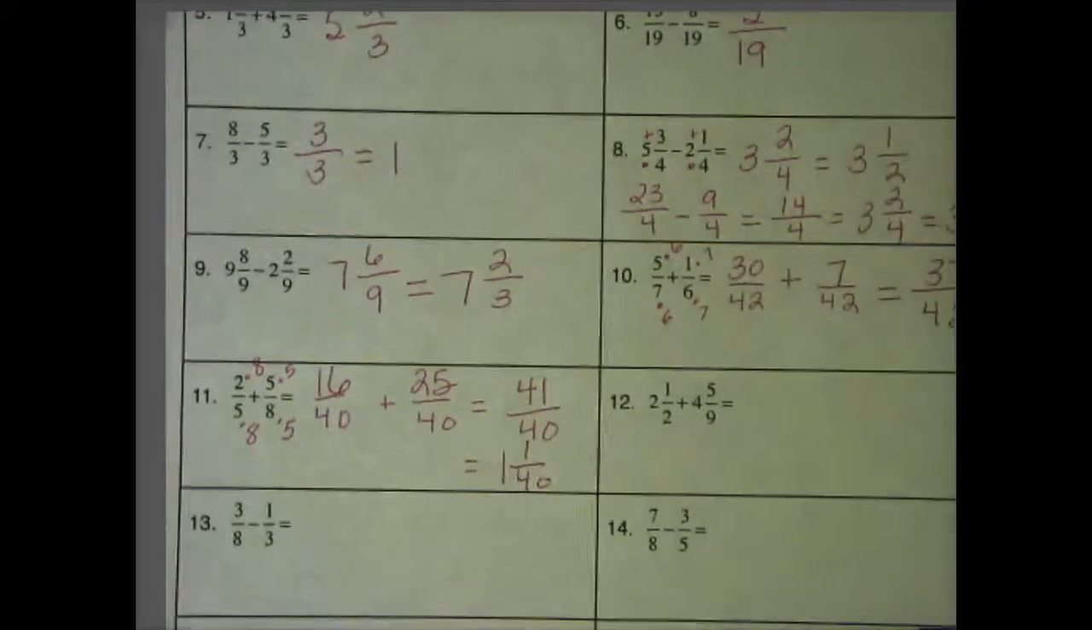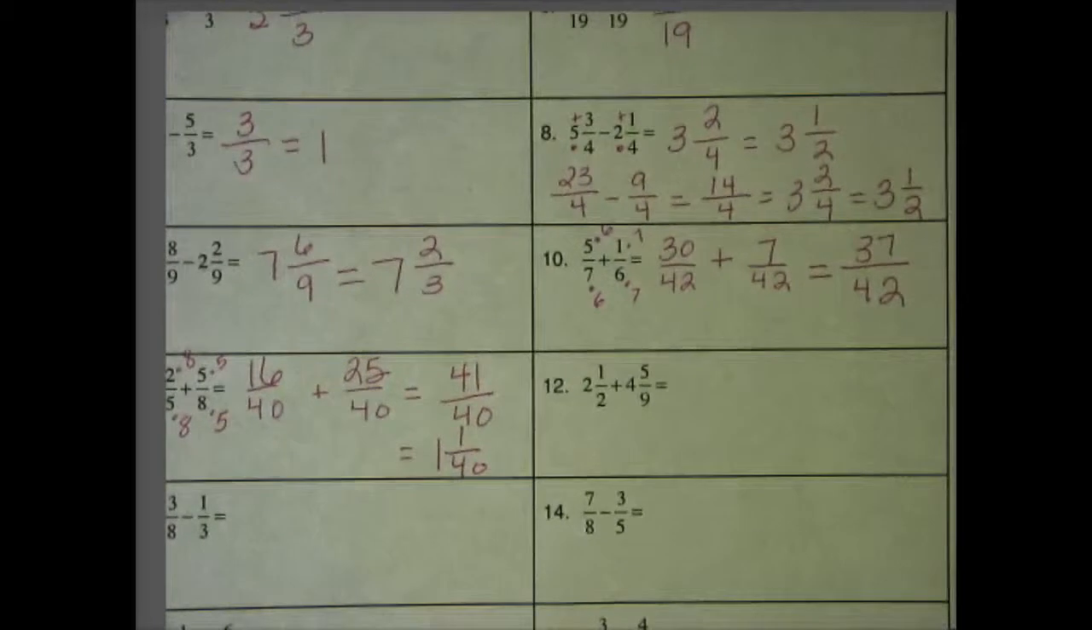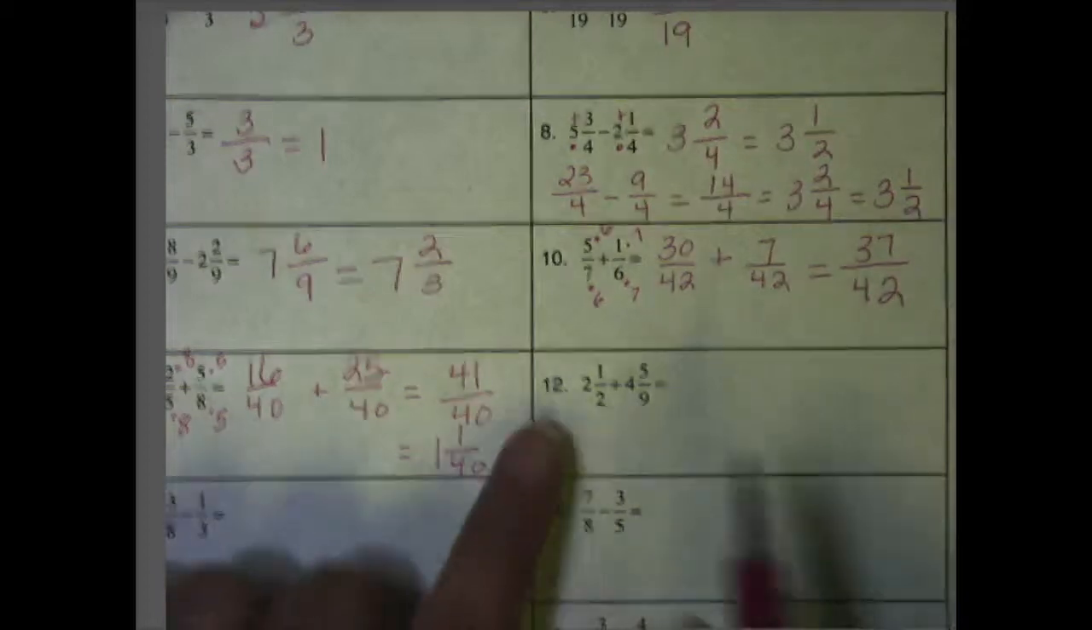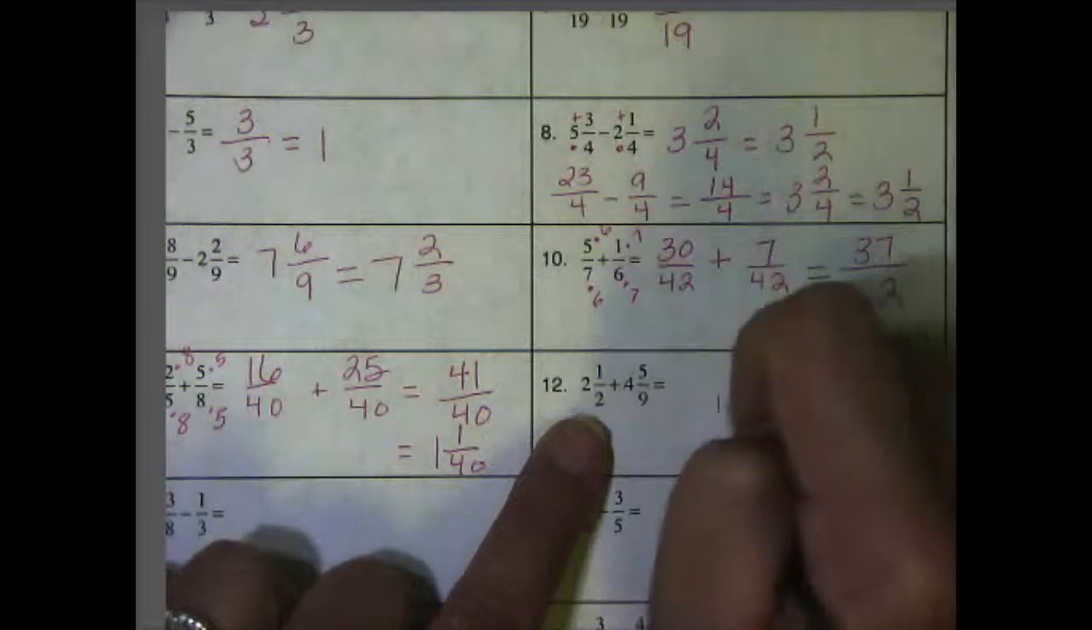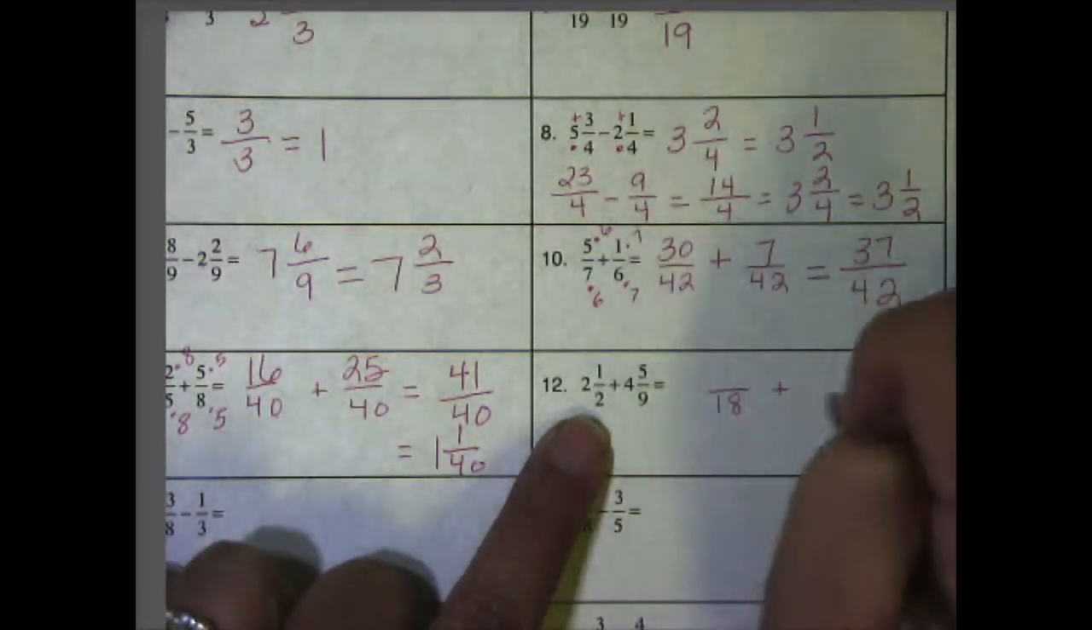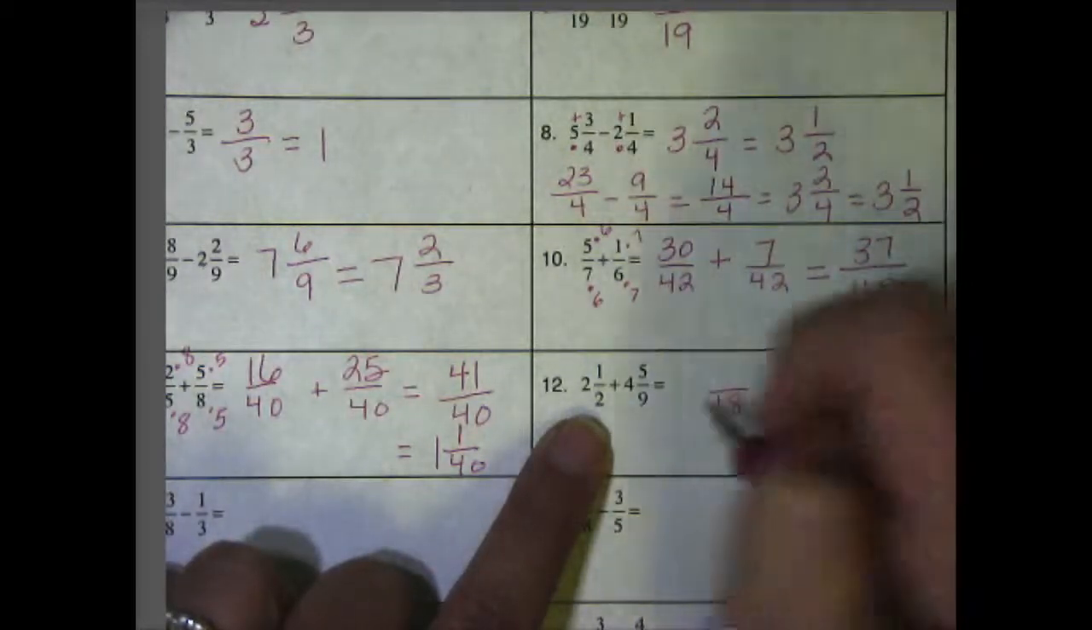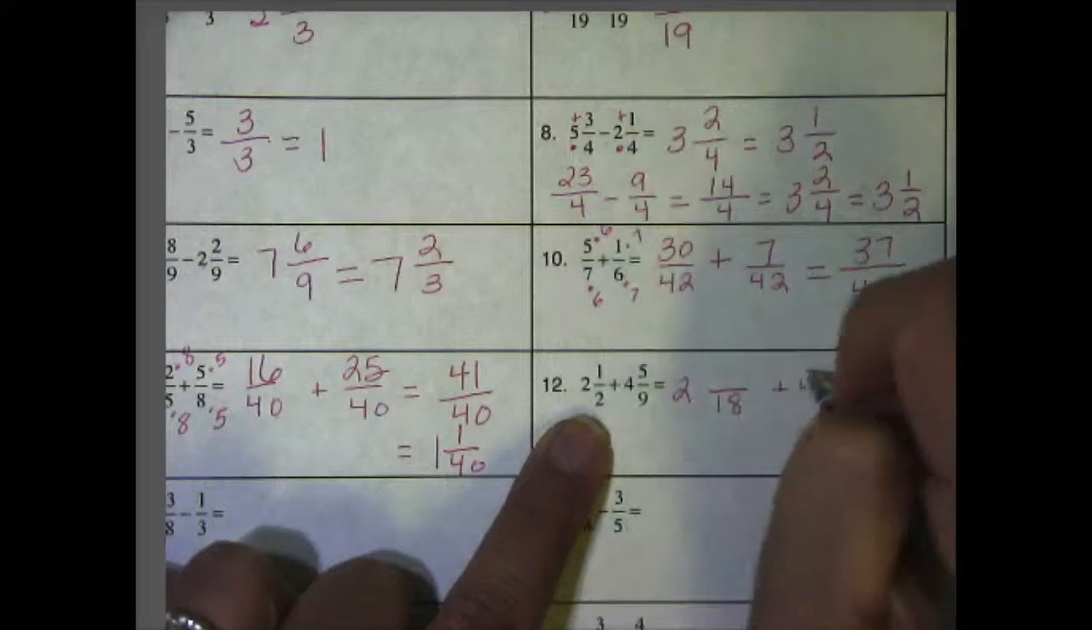Let's take a look at number 12. Number 12, we have mixed numbers. So the first thing we have to do is find a common denominator for 1/2 and 5/9. Again, it looks like it's going to be the two multiplied together. So we have 18. And remember, we've got our whole numbers out here. We don't want to lose those.